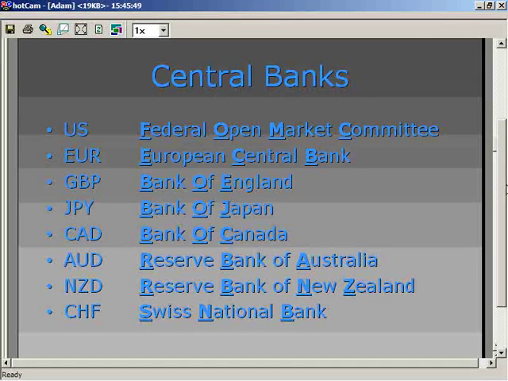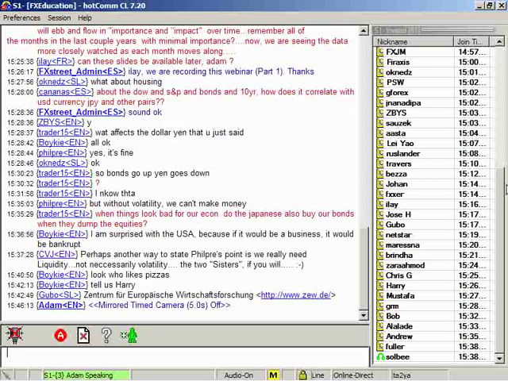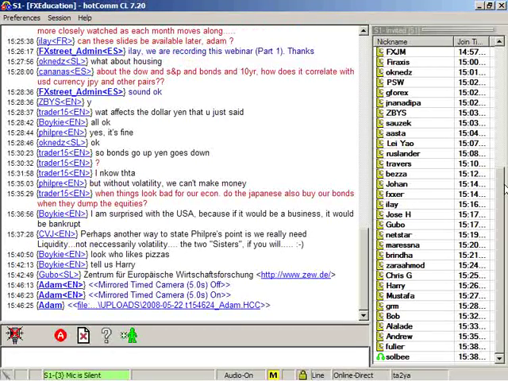In terms of the fundamental analysis, these again are the big numbers that we should watch: central bank meetings, non-farm payroll, the tick number, the IFO, CPI, PPI, Philly Fed, the ZEW, and the Tankan. Now, if you will bear with me, less than 10 seconds. I promise you, it won't be long now. We have another very, very exciting segment for you.